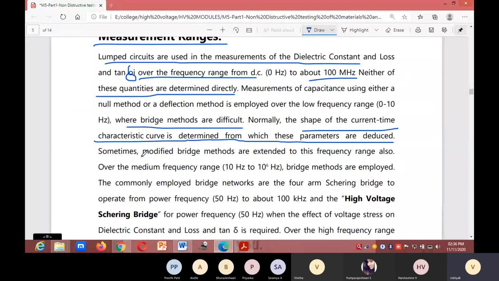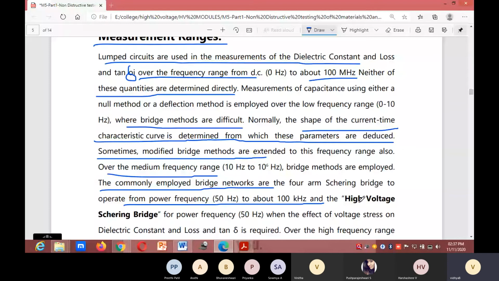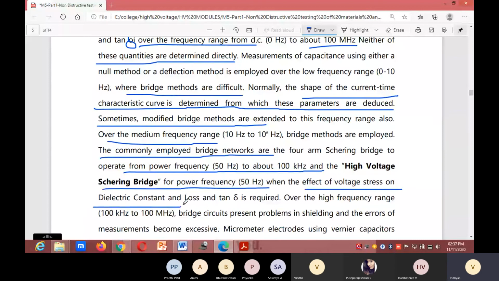Over the medium frequency range, that is 10 Hz to 10 to the power of 6 Hz, bridge methods are employed. The commonly employed bridge networks are the 4-arm Schering bridge, to operate from power frequency 50 Hz to about 100 kilohertz, and the high voltage Schering bridge for power frequency 50 Hz, when the effect of voltage stress on the dielectric constant and tan delta is required.